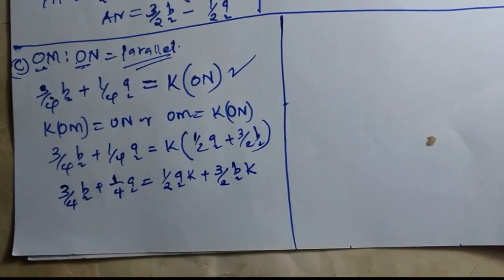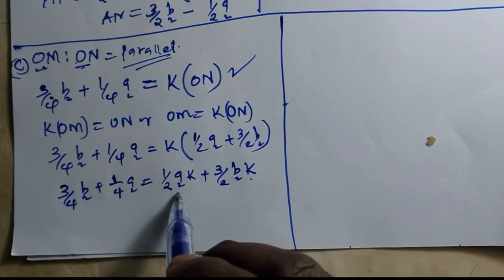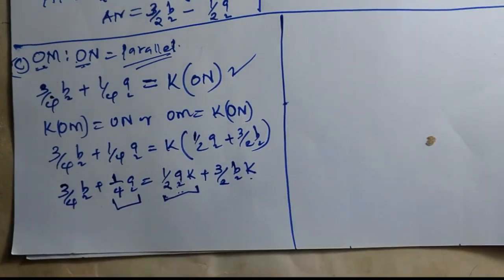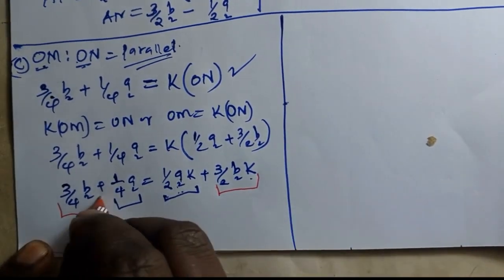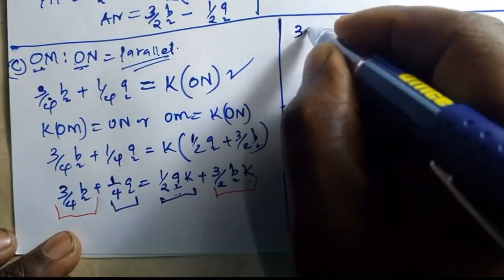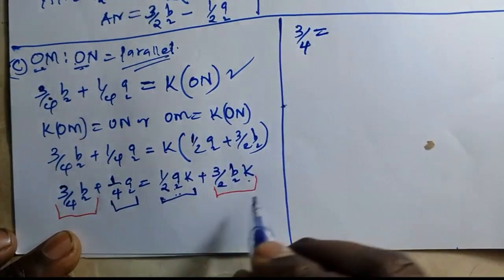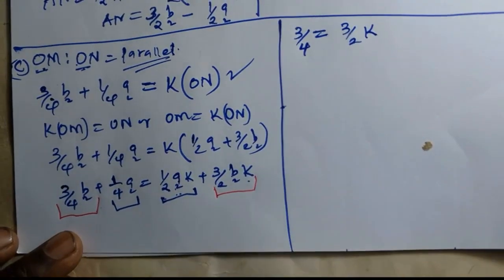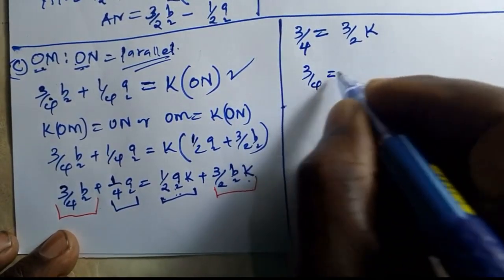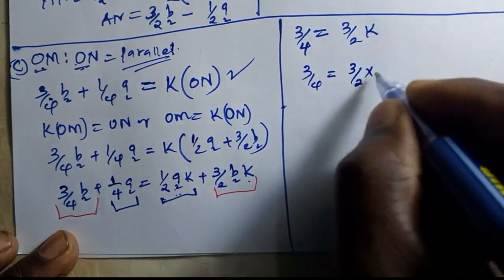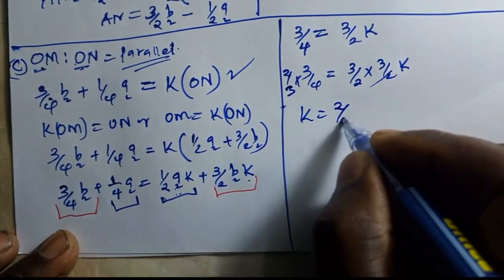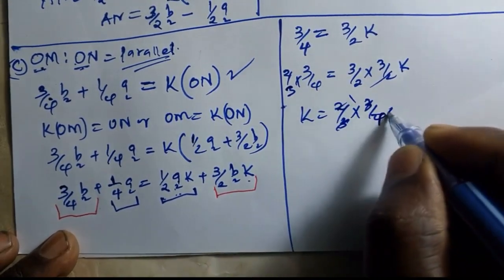So when you get here, you compare the coefficients where we have vector A, so this one and this one are the same, and the one with B, this one and this one are the same. So we compare those that have the same vector, B or A. So we say that 3 over 4B, when we ignore B, will be equal to 3 over 2k. That is going to give us the value of k. So 3 over 4 is equal to 3 over 2k, times reciprocal 2 over 3. So k is equal to 2 over 3 times 3 over 4. So k is equal to a half.